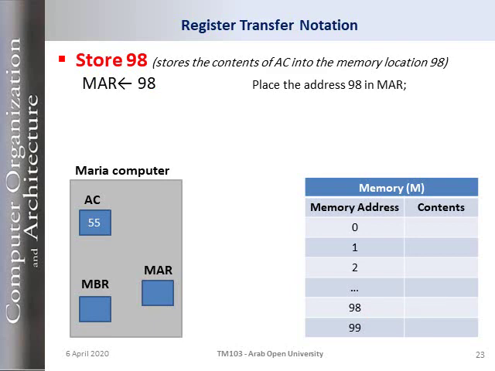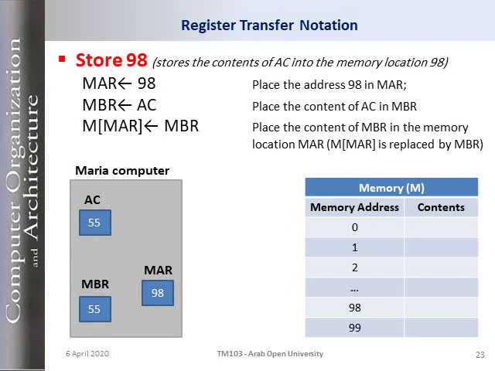First we put 98 in the memory address register. Then we get the contents of the accumulator. Because we want to move them to the memory, we first have to put them in the buffer. So 55 is moved to the buffer. And now from the buffer we have to move it to the memory. Where? In memory location 98, which is stored in the memory address register. So we'll store 55 here.